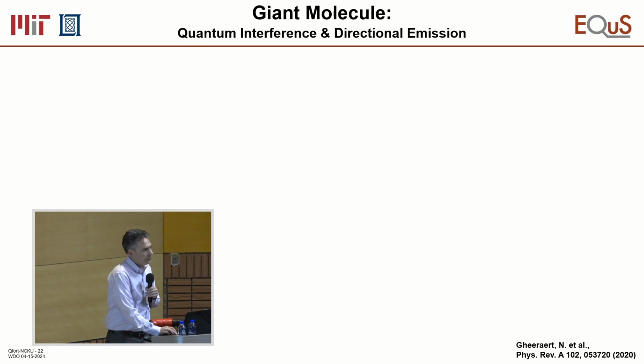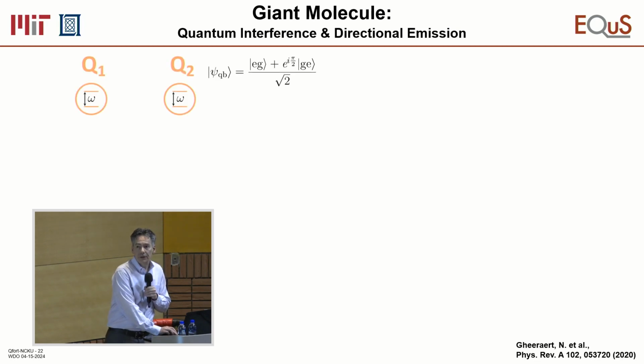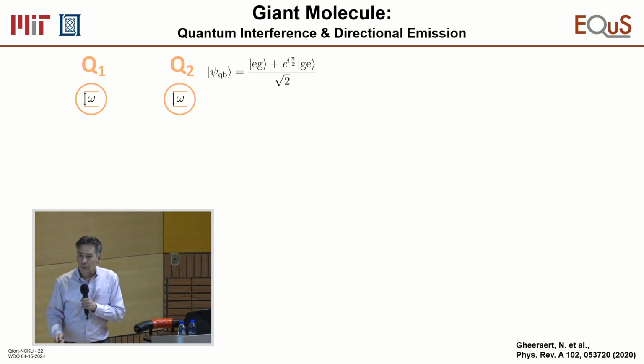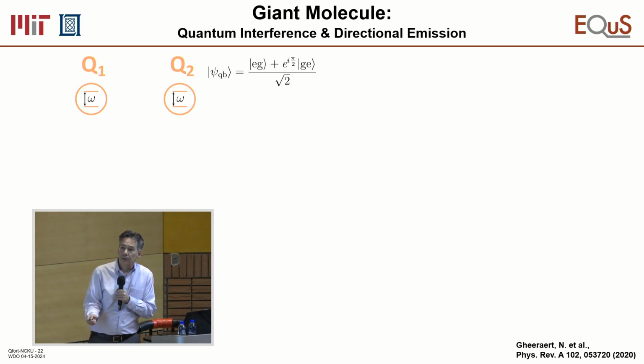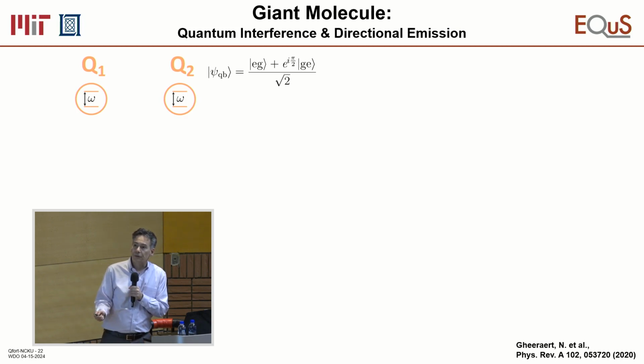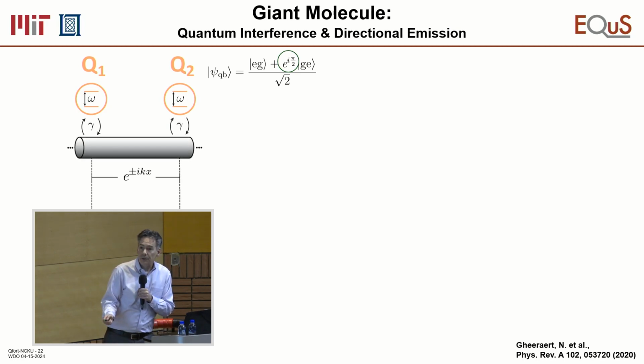And what we're going to do now is use what's called a giant molecule, or an entangled state of two qubits that are spatially separated. So the setup is as follows. You have two qubits, qubit 1 and qubit 2, each with a resonance frequency omega, and we can put them into this entangled state. I'll now use the notation E for excited state, G for ground state. So EG plus a phase, GE. Now that phase is going to become important. Here it is plus pi over 2, remember that. And these two qubits are coupled to an open waveguide, separated by lambda over 4.